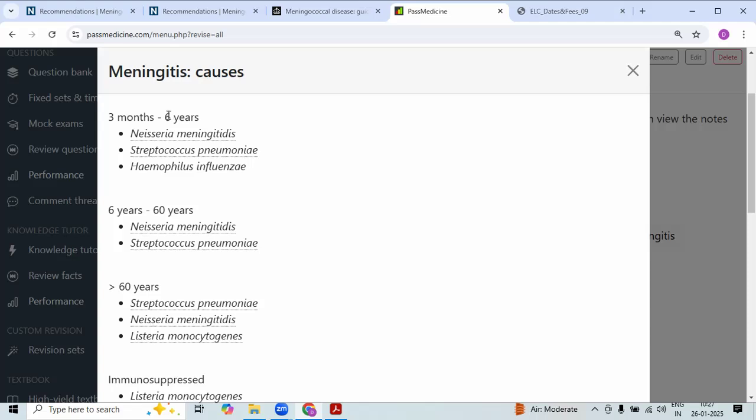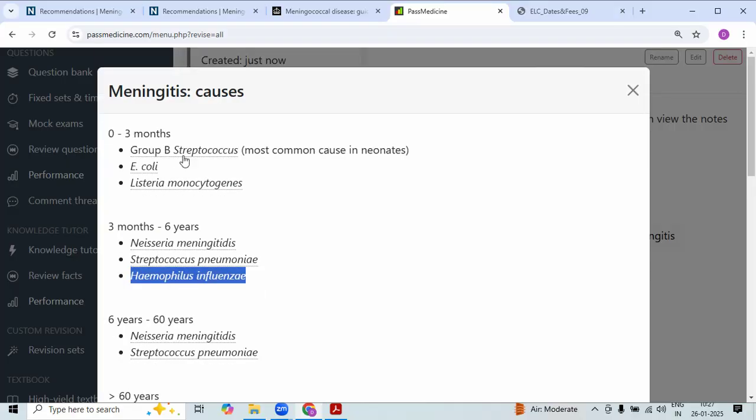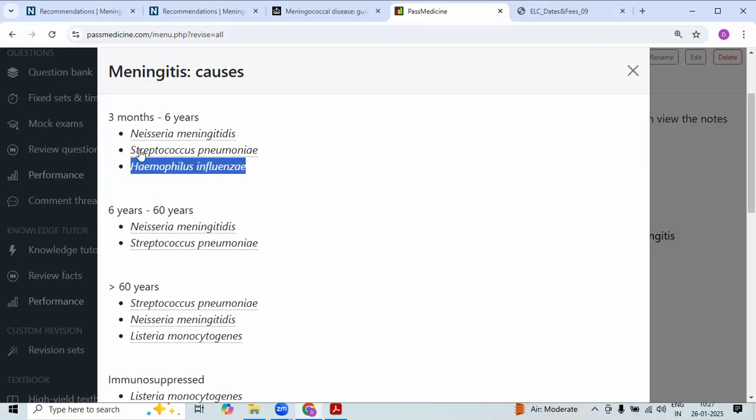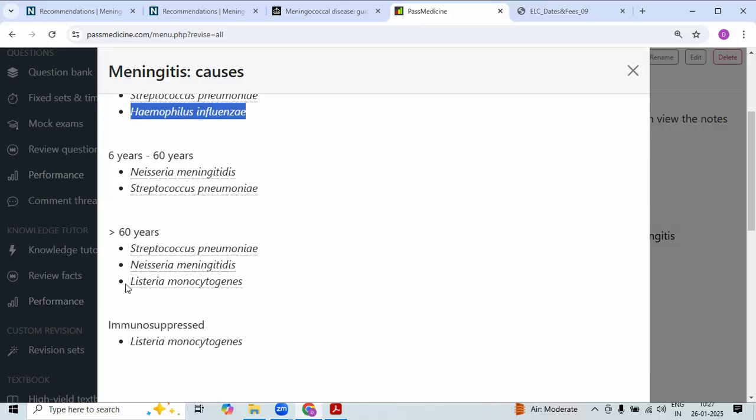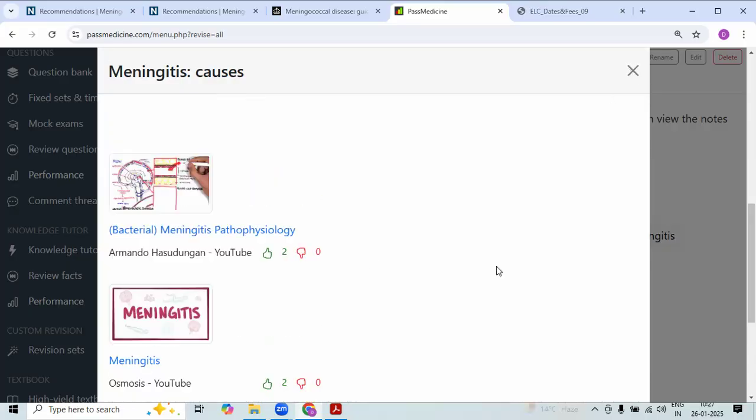So, 3 months to 6 years, Neisseria, Strepto, and H. influenzae are important here. Neisseria and Strepto remain the same for all of them after 3 months, and Listeria will need to be added after 60 years. So, in the immunocompromised, you need to add amoxicillin or ampicillin in the treatment profile.